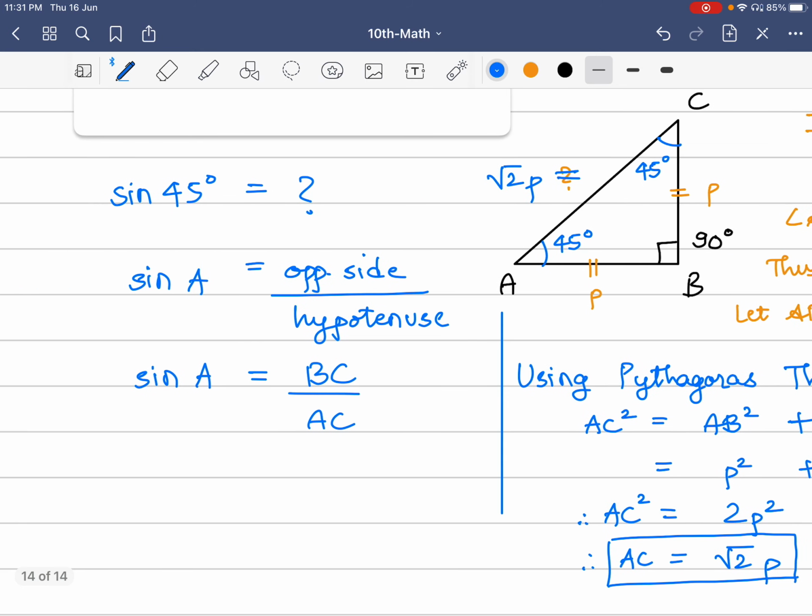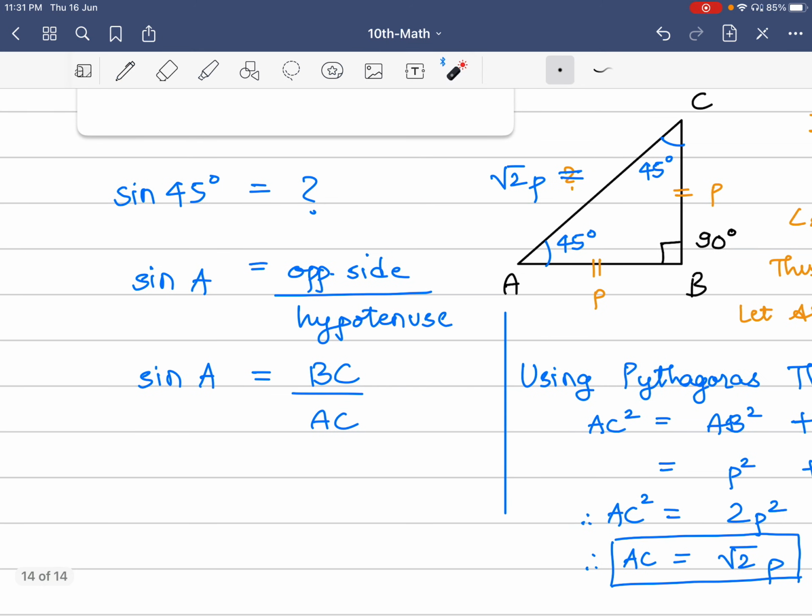Great. Now let's come back to our original problem. We were trying to find sine 45 degree. So angle A is 45 degree. So we wrote down sine A is equal to BC by AC. Now I have the length of BC and I have the length of AC. I'm going to substitute here. So let's do the substitution. Okay. So substitution will be BC is P and AC is under root 2P.